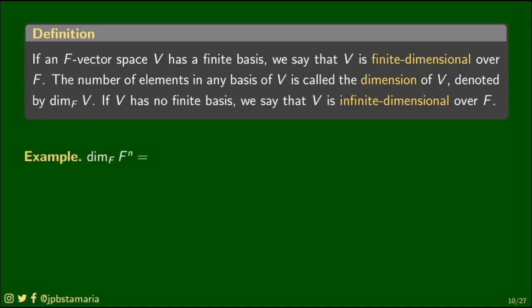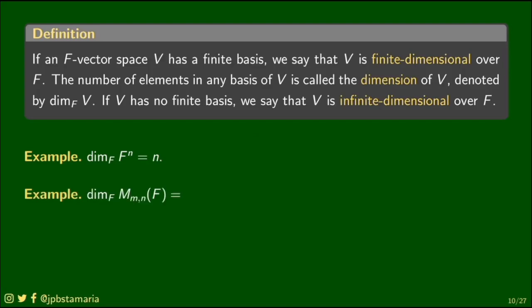For example, the space Fn, or if F is R, this is the space Rn. This is n-dimensional because a basis for Fn is the standard basis E1 to En. Do you remember this? Any basis for Fn will have n elements exactly, according to the previous theorem.